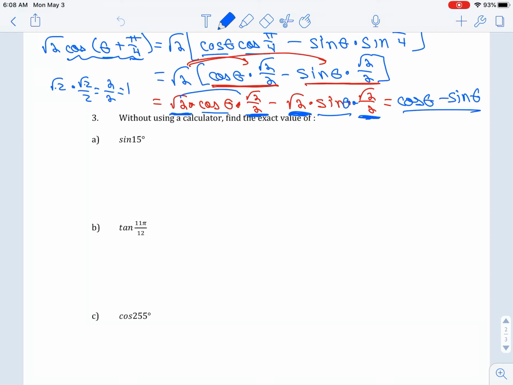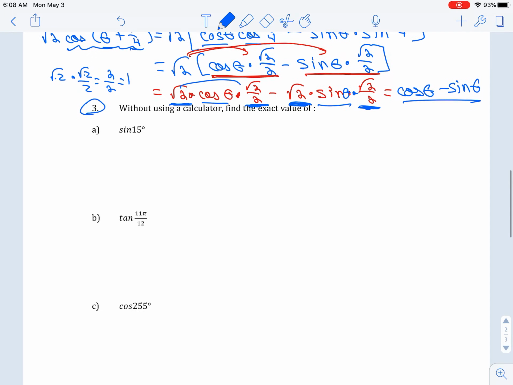This is video 3 of looking at the C-1 notes, which is over trig identities for compound angles. Compound means that you're adding or subtracting the angles. All right, so we're going to go through problem 3 in this video. We're going to do all 3 parts.